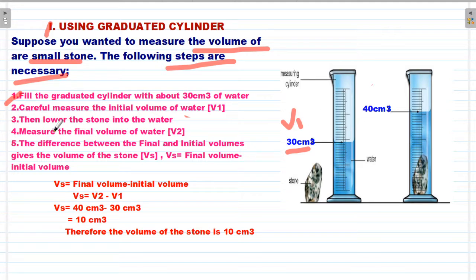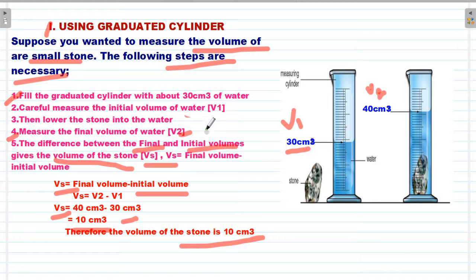Third, lower the stone into the water. Fourth, measure the final volume of water, V2. This 40 cubic centimeters is V2. The difference between the final and initial volume gives the volume of the stone, Vs. So Vs equals final volume minus initial volume: 40 minus 30. So the volume of this stone is 10 cubic centimeters. This is using the graduated cylinder to find the volume.